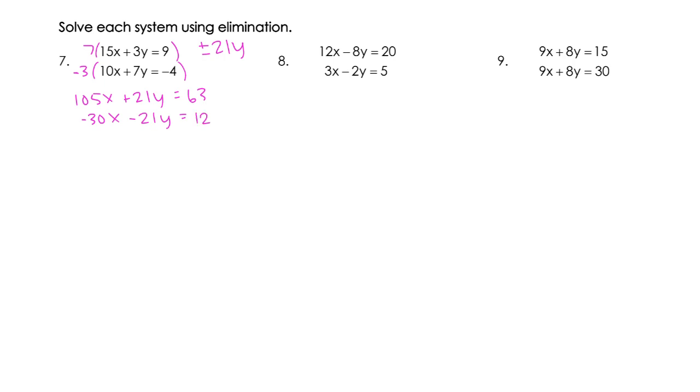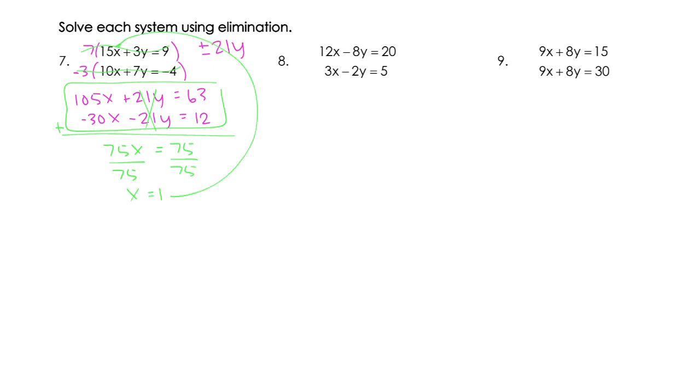So when I go ahead and add these two equations together, again, these are the ones that I'm looking at. I'm going to go ahead and draw my line, put my plus sign, light little squiggle through those. And then 105x and negative 30x makes 75x. The 21y's cancel out. 63 and 12 makes 75. Divide both sides by 75, and x would be 1.